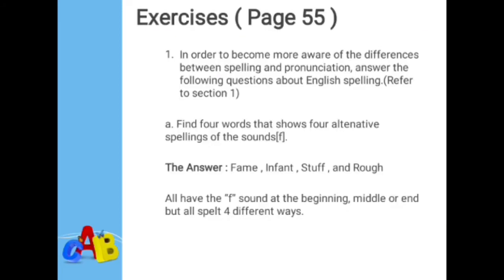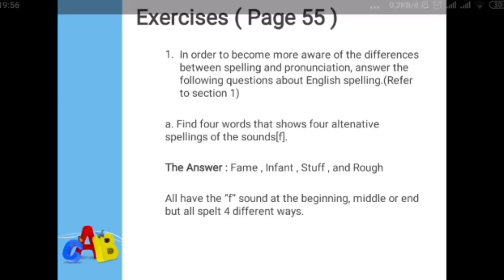Then exercises, page 55. Find four words that show four alternative spellings of the sound. The answer is vain, in van, stuff, and draft. I'll have the sound at the beginning, middle, or end, but I'll spell it four different ways.